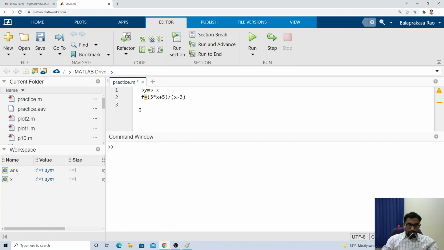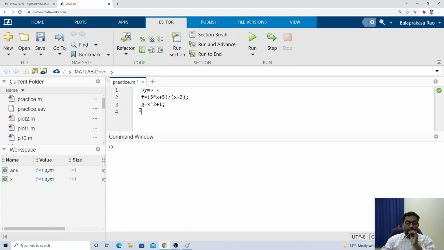Let me define one more function, g. Let us say g is x square plus 1. Now let me give a semicolon also. This is the first one. Now you can cross check the properties of limits.